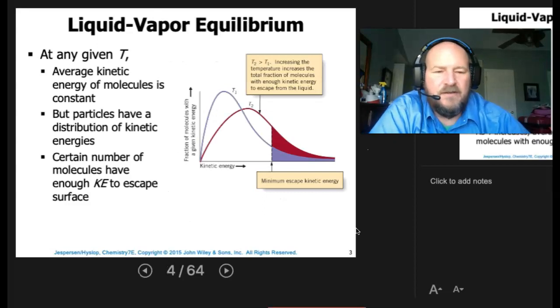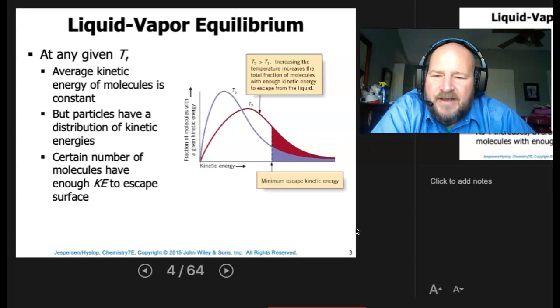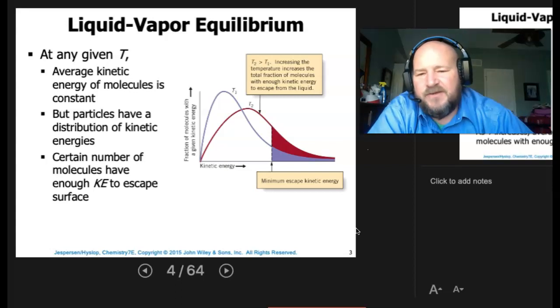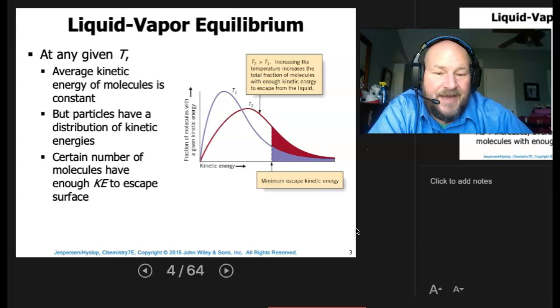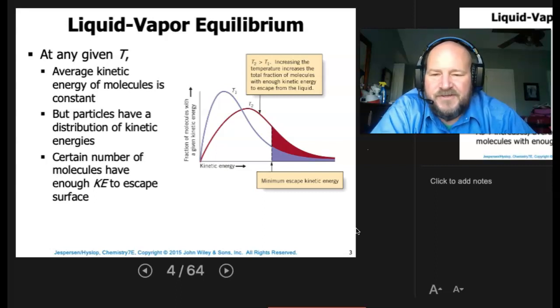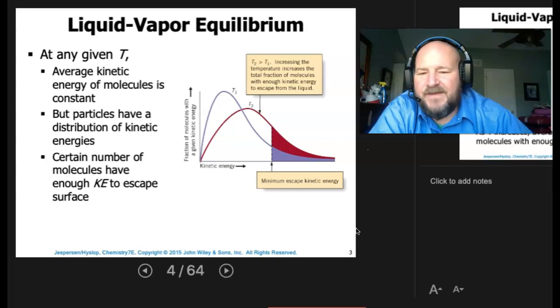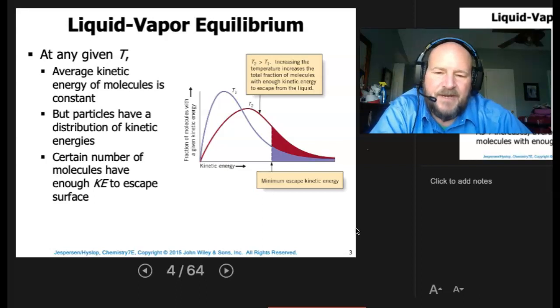All right, so you take a look at the curve here for the liquid vapor equilibrium. At any given temperature, the average kinetic energy of molecules is going to be a constant. We saw that with gases. We talked about that. Same for a liquid, right? So the KE, well, the average would be a constant. Particles do have a distribution, just like we saw in gases. A certain number of molecules then have enough KE to escape the surface and become a gas.